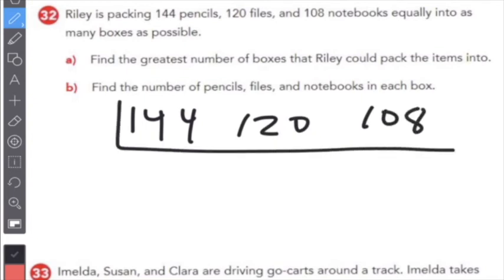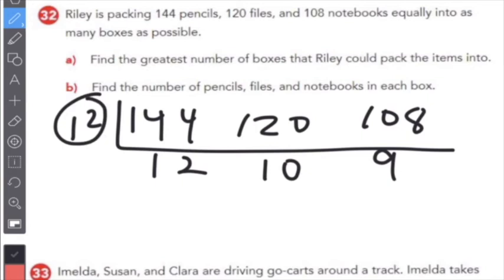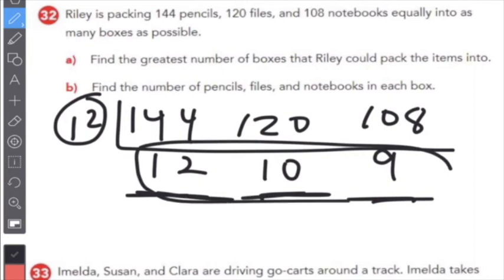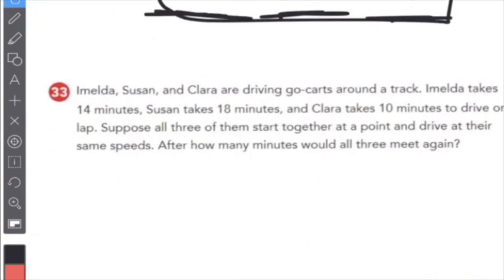If I do a division ladder, I'm going to tell you right away, I know 12 goes into them. So 12 into 144 is 12, 12 into 120 is 10, 12 into 108 goes 9. So the greatest common factor is 12. So the greatest number of boxes is going to be 12. So find the number of pencils and files in each box. It's going to be 12, 10, and 9. So whatever's left over here, that's what's going to be in every single box. So there's going to be 12 pencils, 10 files, and 9 notebooks. Okay? So when I saw greatest number, I knew right away it's going to be GCF.